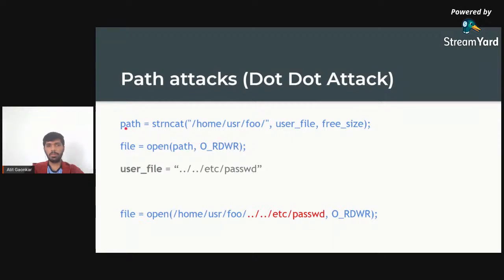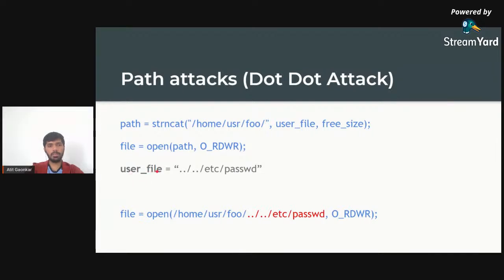Now, this is a path. So these two lines we have seen. Now, what if the user provides the user file as this? So dot dot slash etc slash password. Now, etc slash password is a file which contains users and basically the access of the users, but it doesn't actually contain the password of the users. It is actually stored in the shadow file.